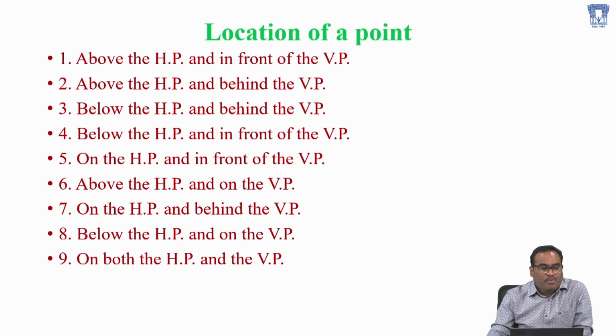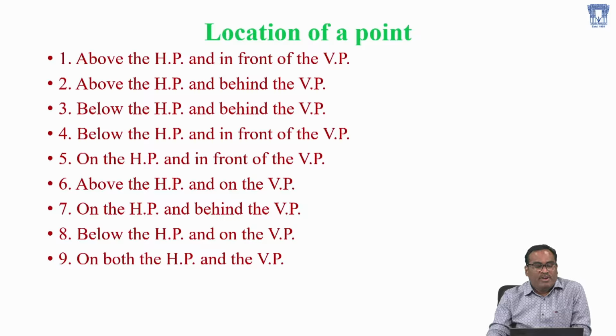How many ways can the point be defined with respect to HP and VP? The first one: above HP and in front of the VP. Again, this is the first quadrant. Above HP and behind the VP: second quadrant. Below HP and behind VP: third quadrant. Below HP and in front of the VP: fourth quadrant. And on HP and in front of the VP: first quadrant.